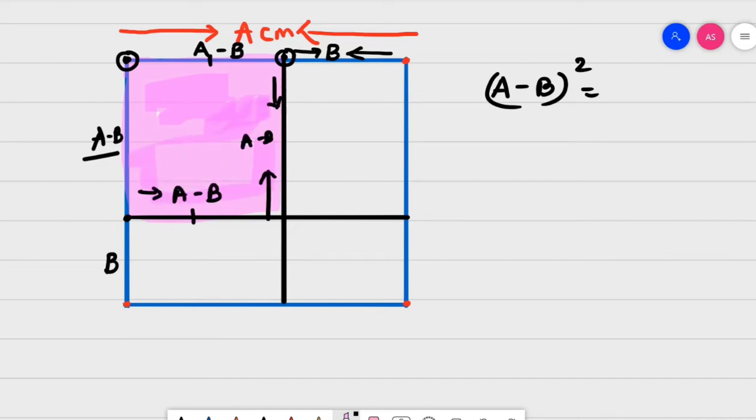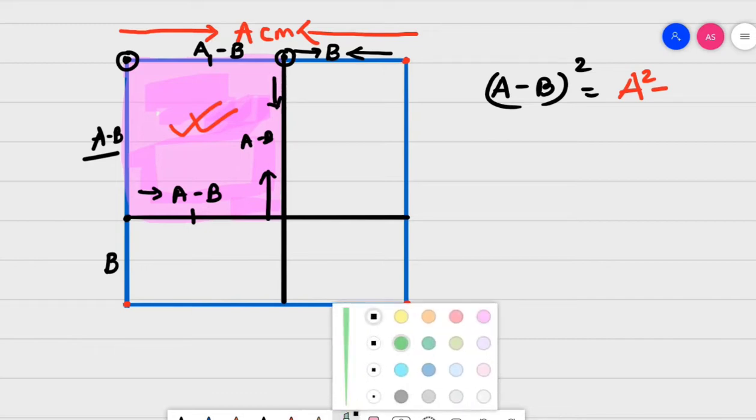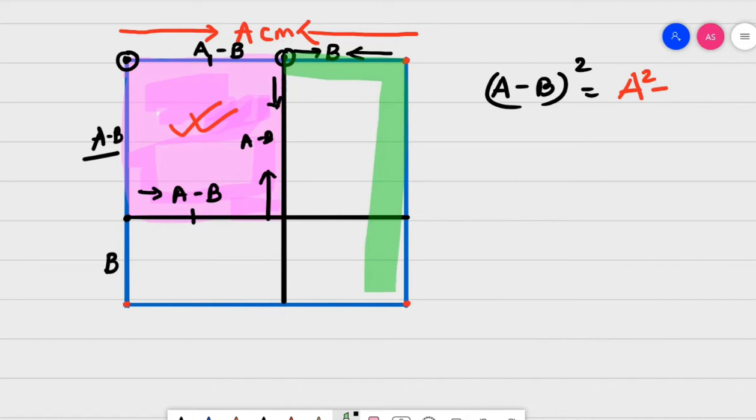Now how will you get (a minus b) whole square from this particular part? You just see, you'll come to know. Now from here, (a minus b) whole square means this particular part will be equal to the whole square, that is a square, minus this part. Let me show you which part. So this whole part you have to subtract from a square to get (a minus b) whole square.